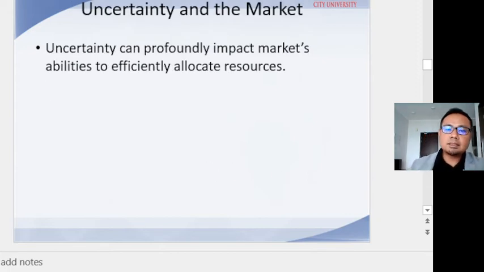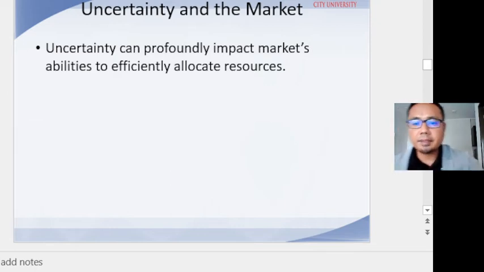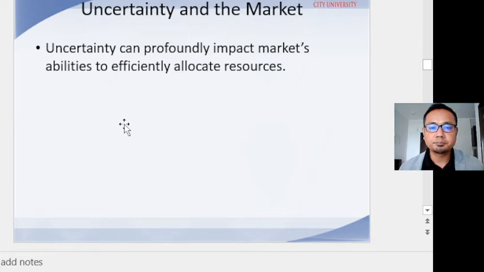Okay, the presence of uncertainty can have a profound impact on the ability of market to efficiently allocate resources. So in this section, we examine some problem created in market when there is uncertainty. We also show how managers and other market participants can overcome some of this problem.